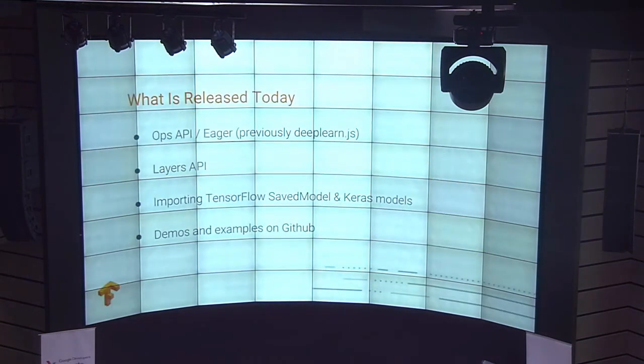All right, so just to recap, we have the Ops API with Eager. You can start writing your own TensorFlow model using JavaScript to train and predict in your web browser. You can use the Layers API to leverage some of the commonly used layers. And then you can import TensorFlow SavedModels or Keras models to JavaScript pretty easily. There are tons of demos and examples on GitHub. A lot of the demos that I showed you today are simply based on the examples that they have. I just wrote them in a notebook format so that we can interact with them.